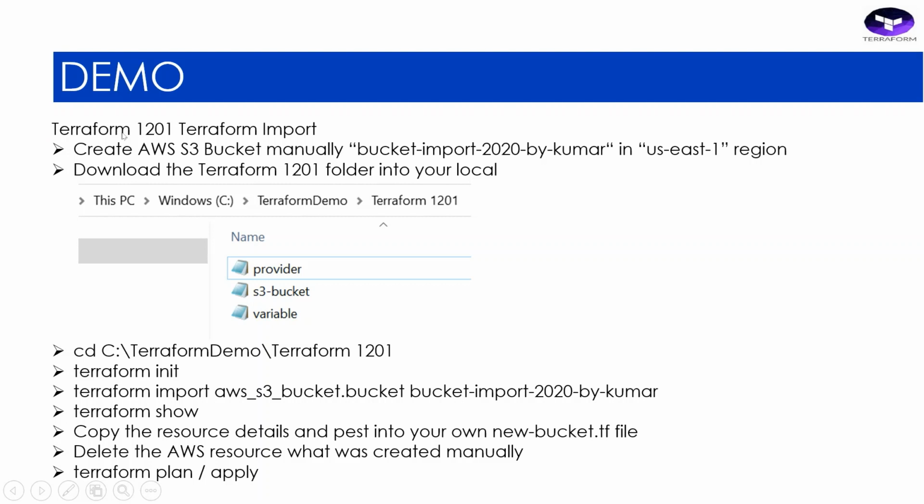Before going to the demo, you have to refer to the 1201 series for this import statement. At a high level, create an S3 bucket manually, and the name of the bucket can be anything. I'm going to choose US East 1 region, and you have to download these files, which I'll attach in the download section. Then cd into the Terraform 1201 folder and perform terraform init, terraform import, and terraform show, then copy the resource into the new bucket file, delete the AWS resource, and run terraform plan and apply. So let me do that one by one.